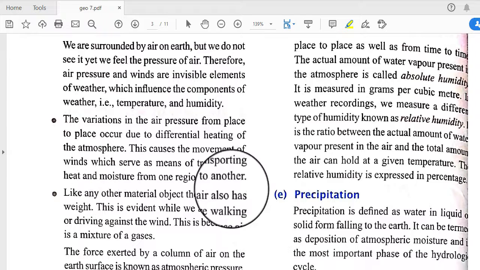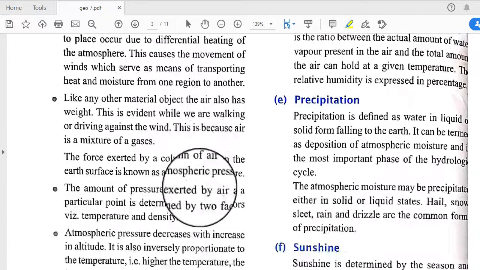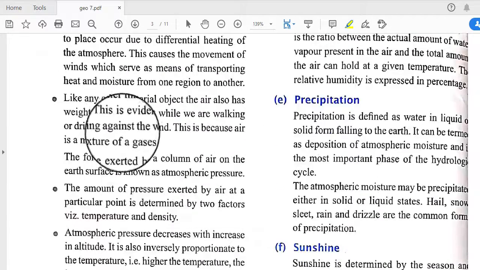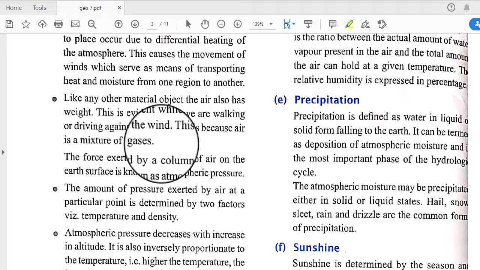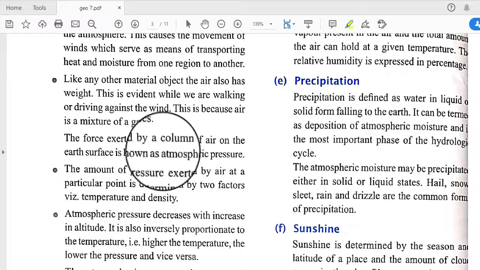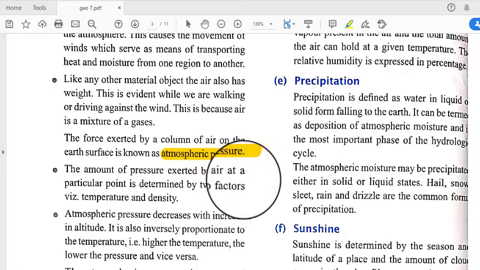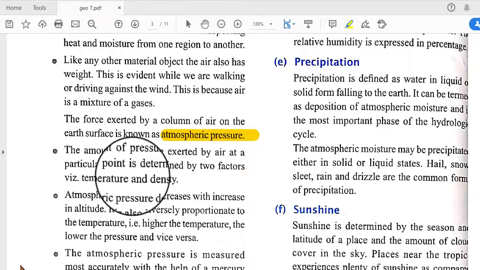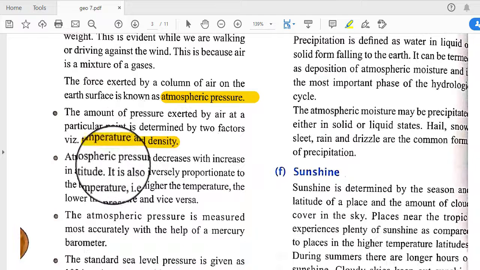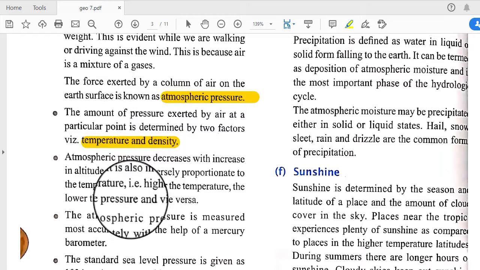Like any other materials or objects, the air also has weight, and this is evident while we are walking or driving against the wind. This is because air is a mixture of gases. The force exerted by a column of air on the earth's surface is known as atmospheric pressure. The amount of pressure exerted by air at a particular point is determined by two factors, temperature and density. Atmospheric pressure decreases with increasing altitude.